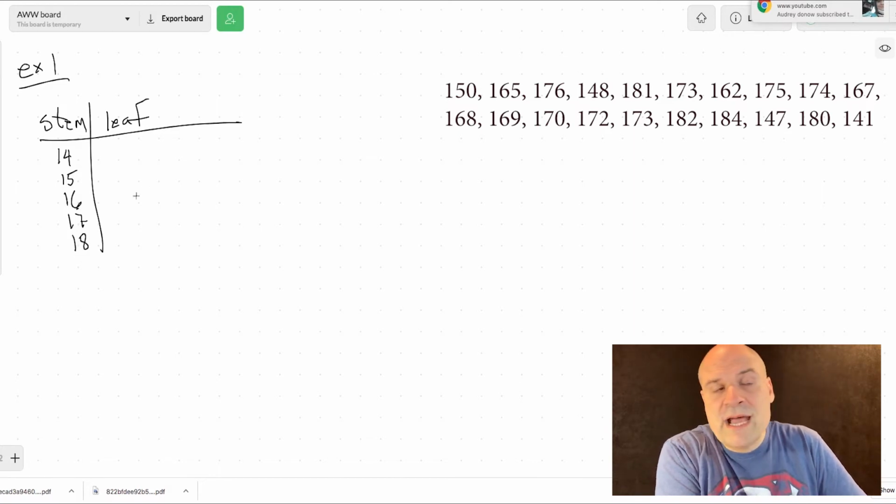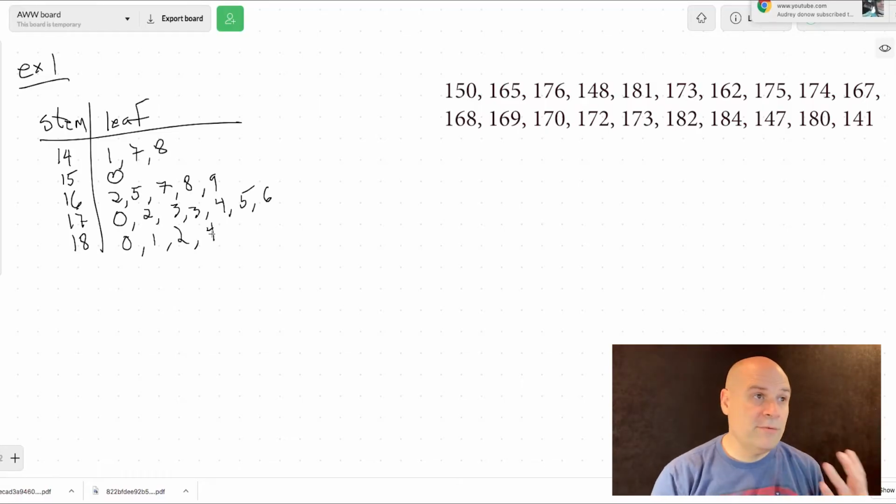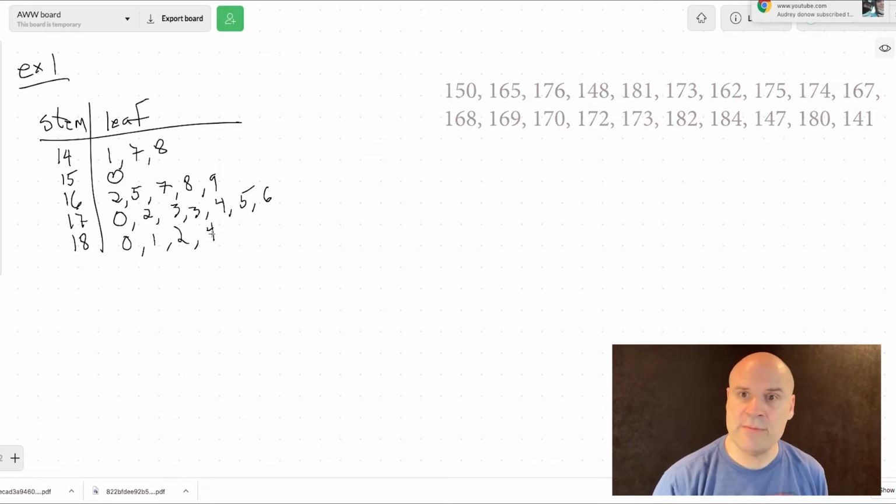So here are our leaves after you put them in order. If you haven't put them in order yet, press pause again and put them in order. All right, so which tens group did most of the balls land? It looks like in the 170s. So if that's how you answered it, good job, you're right.